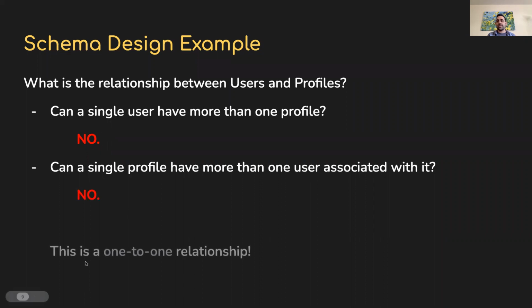And therefore, this dictates that we have a one-to-one relationship, right? Because a profile can have at most 1 user, and 1 user can have at most 1 profile. You cannot have multiple, so there's no many in this equation. So it's a one-to-one relationship.